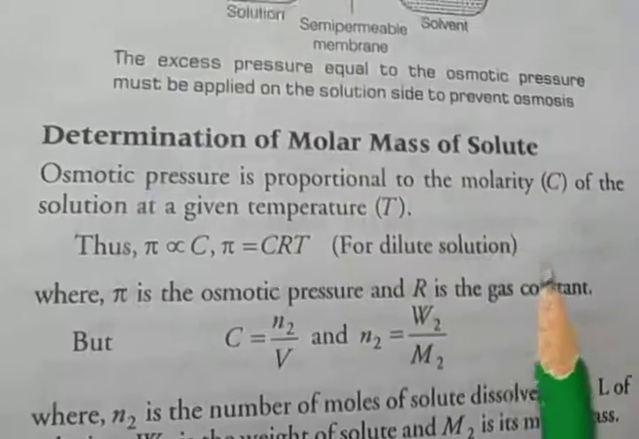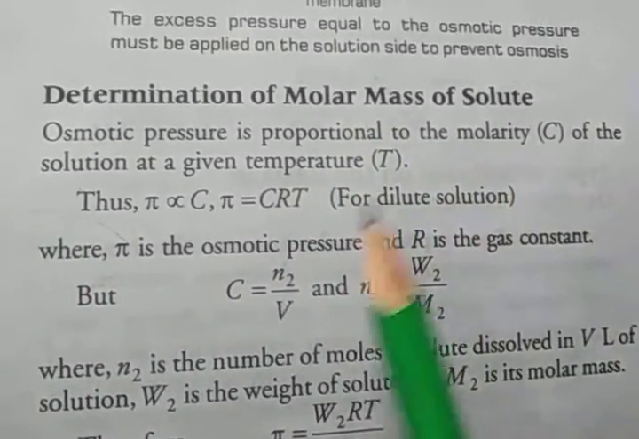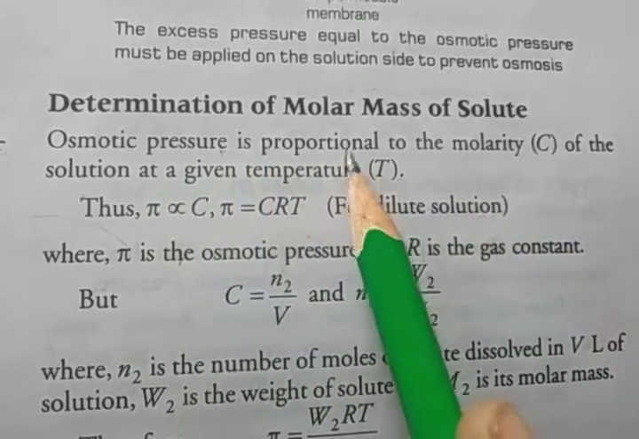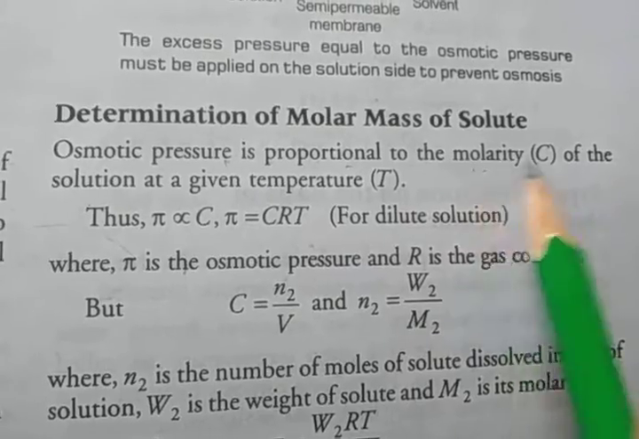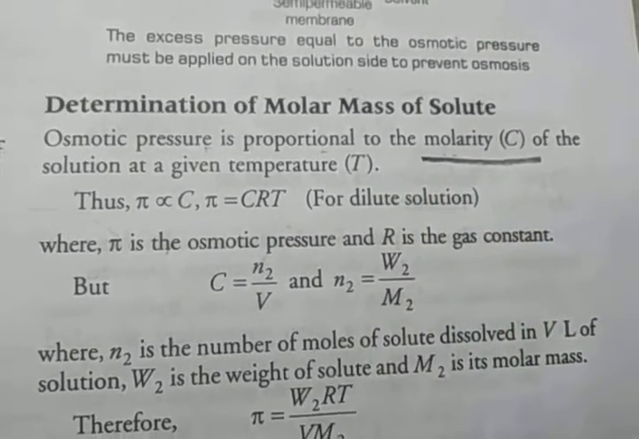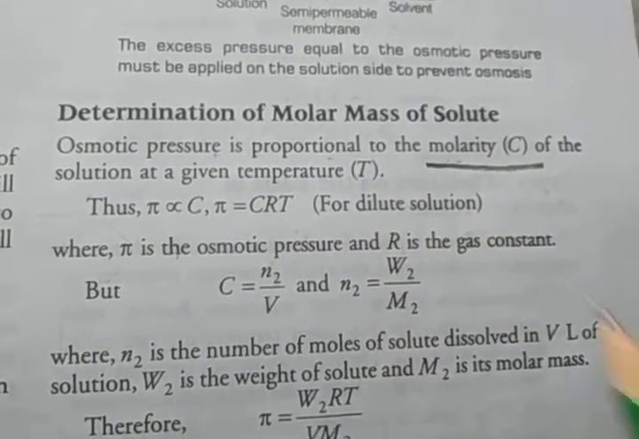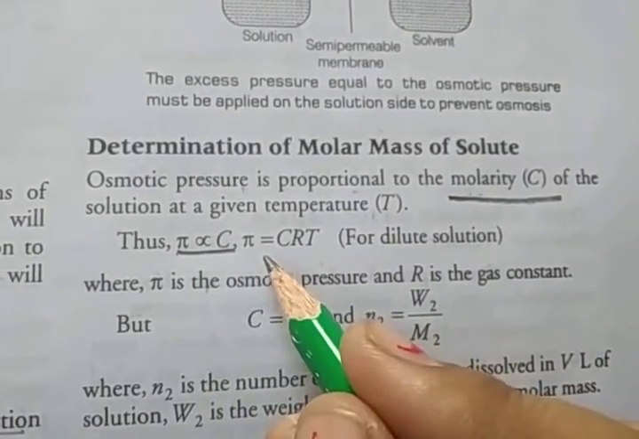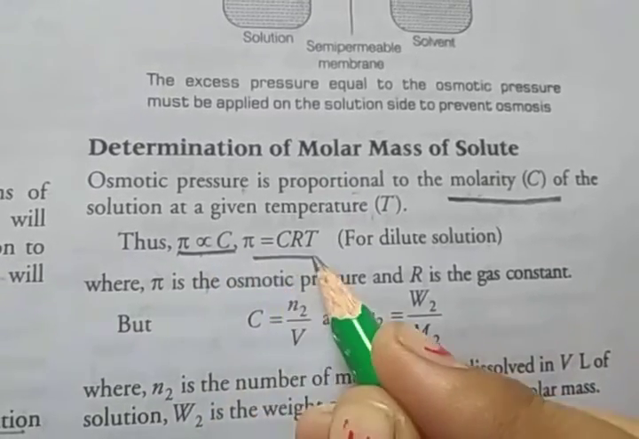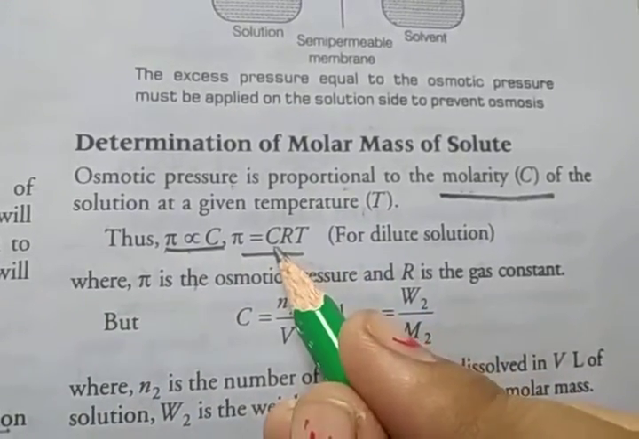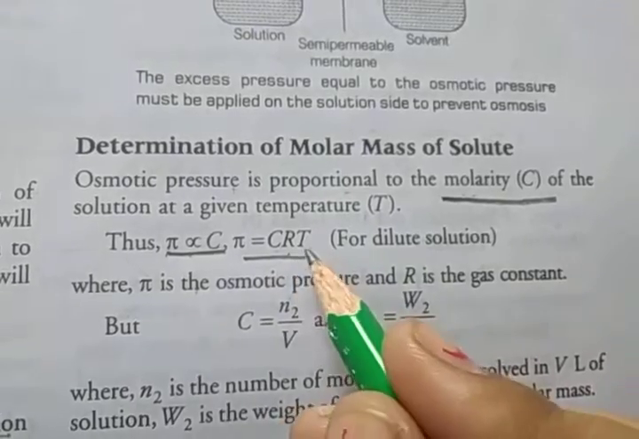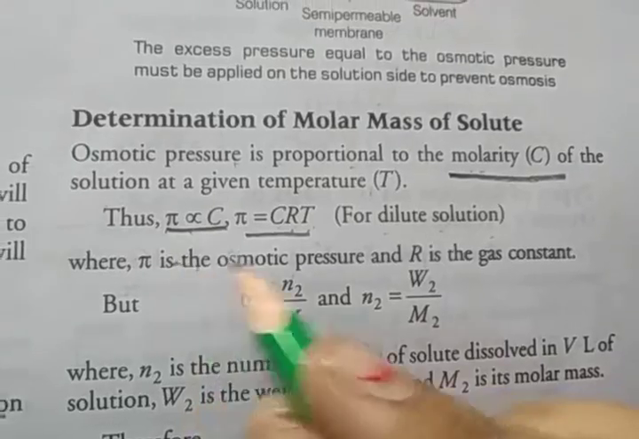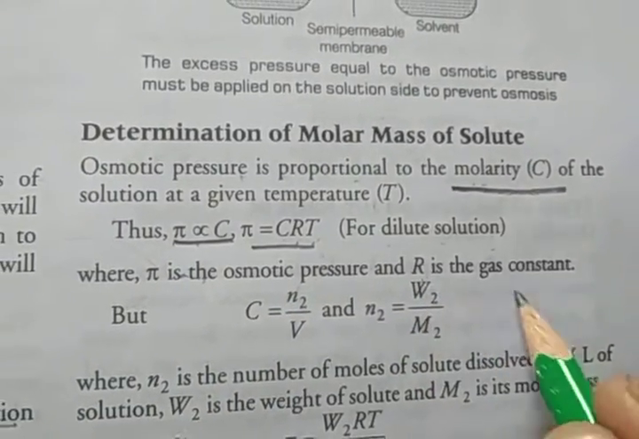Determination of the molar mass of the solute when the osmotic pressure is given. Osmotic pressure pi is directly proportional to the molarity, capital C, of the solution at a given temperature. Removing the proportionality sign, pi is equal to CRT, where R is the gas constant and T is the temperature. This is for dilute solutions.